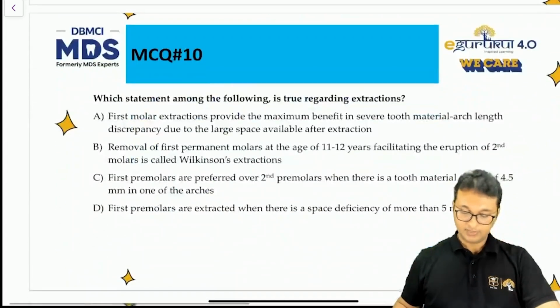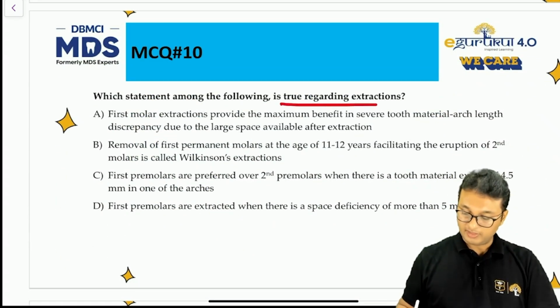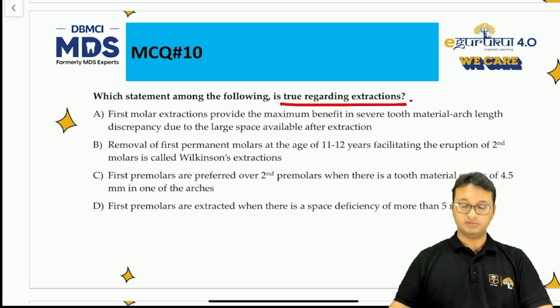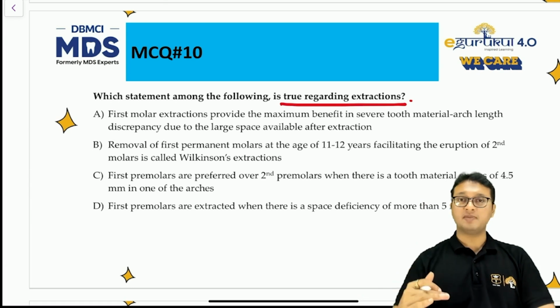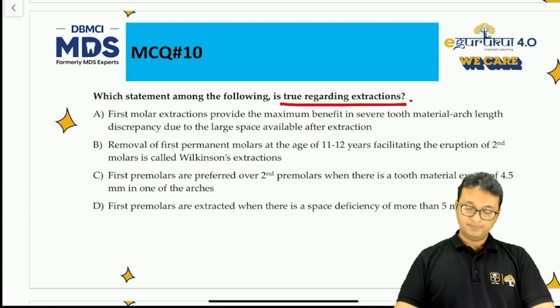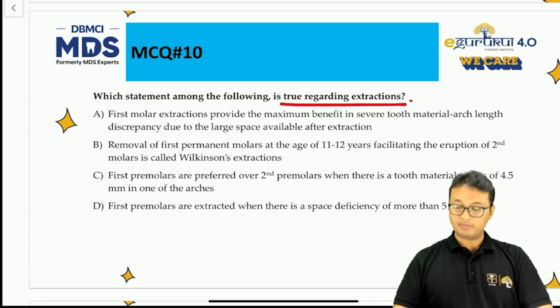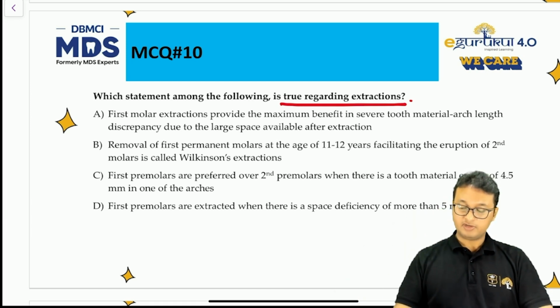Okay. Next up, which statement among the following is true regarding extractions? So if you see such questions, the entire chapter of extraction and the entire chapter of space regaining should open up in your mind. Okay. Options are: first molar extractions provide the maximum benefit in severe tooth material arch length discrepancy due to large space available after extraction. Next is removal of first permanent molars at the age of 11 to 12 years, facilitating the eruption of second molars is called Wilkinson's extraction.